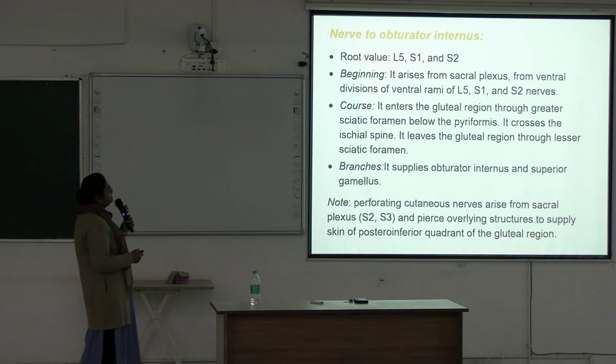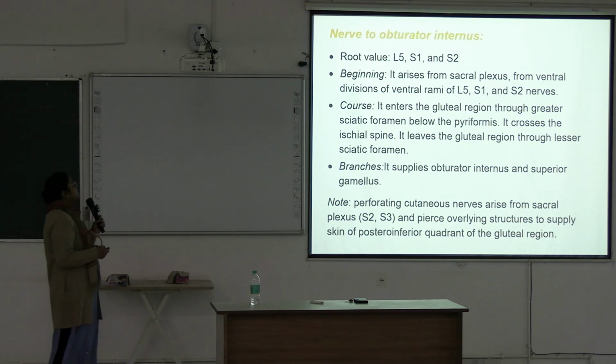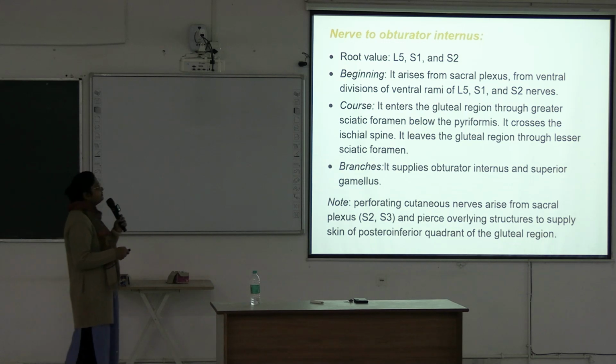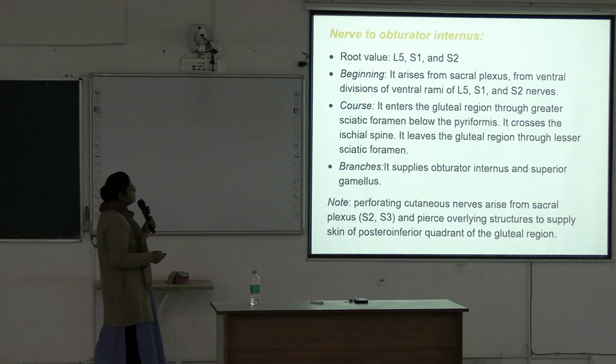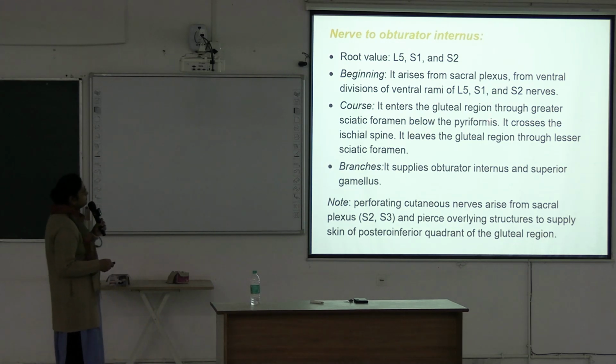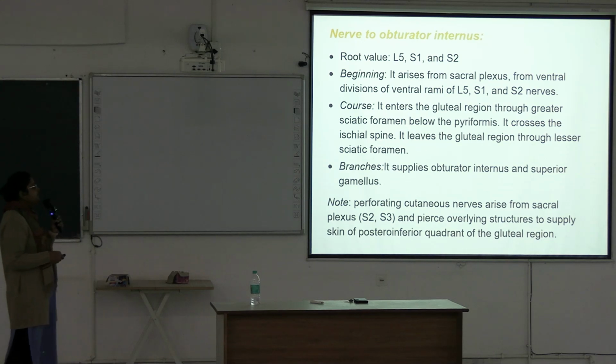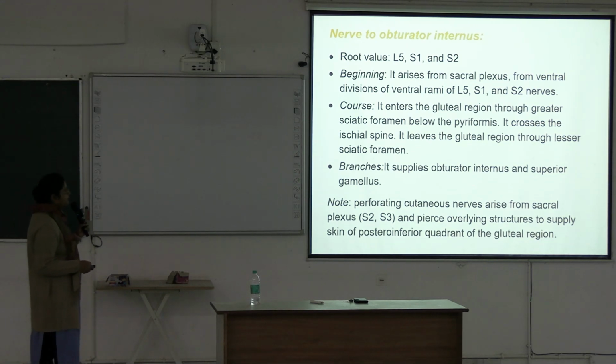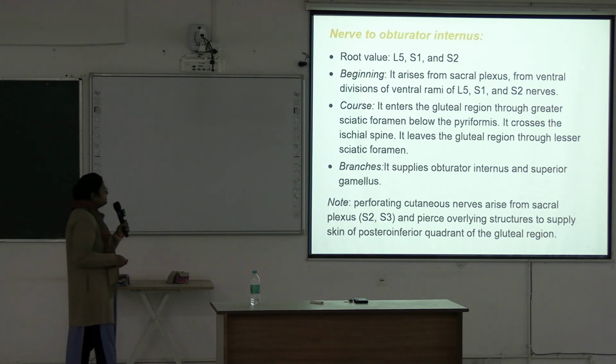Nerve to obturator internus, L5, S1, S2. Beginning: arises from sacral plexus from ventral division of ventral rami of L5, S1, S2. Enters gluteal region through greater sciatic foramen below piriformis, crosses ischial spine, leaves the gluteal region through lesser sciatic foramen. Supplies obturator internus and superior gemellus.